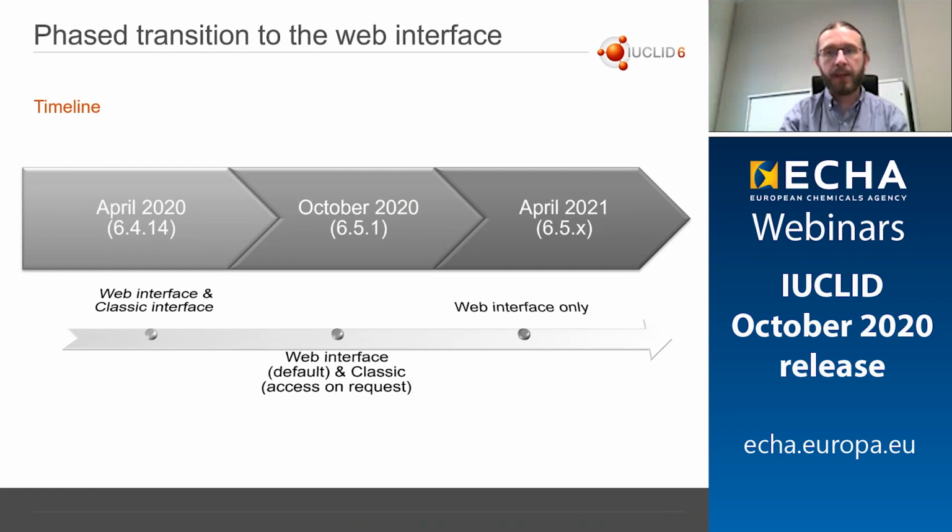And this is the timeline overview for this transition. You see that now we are in October 2020, and with this latest Euclid 6.5 release, the web interface is now the default, and the classic can be accessed on request. And the plan is by April 2021, and the release that will happen at that date, we will have only the web interface available in the Euclid release.